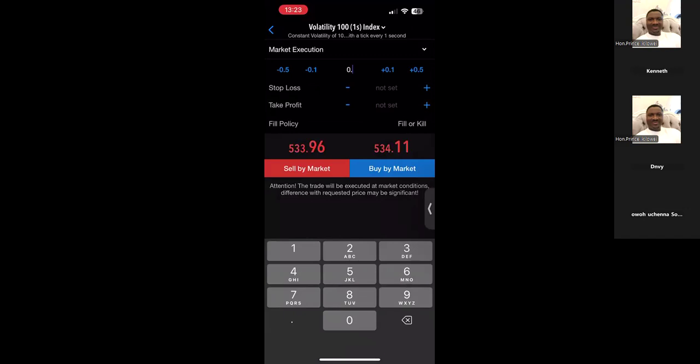You can use, let's say, 50. Then click buy. This one is higher than the first one I wanted to use. So this lot size is called micro lot 5.